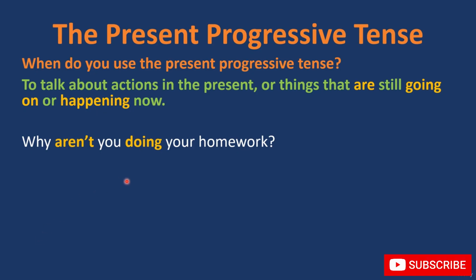Here we have other examples. When I ask you, why aren't you doing your homework? It means that now you are doing something else. Present continuous also, or present progressive. What is he drawing? He is holding pencils or colors and he's drawing something. So what is he drawing?